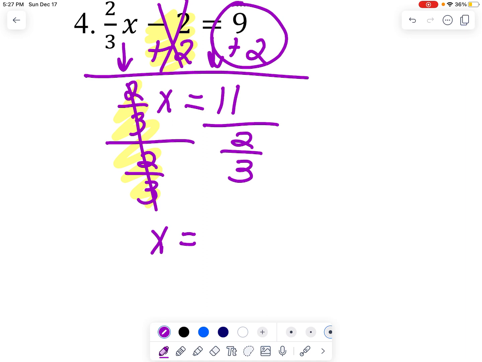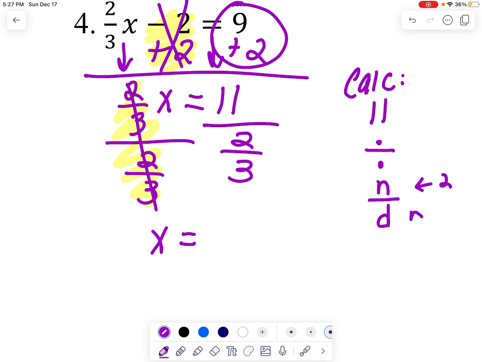And now this is where I want everyone to use their calculator. So I want you to pause, but I'm going to tell you first what you're going to do. In your calculator, I'm going to write it on the side, and then you can pause the video. You're going to type in 11. You're going to click the division button. You're going to click on n over d. And you're going to put a 2 on top and a 3 on the bottom. And then click enter. So please pause here and do that.